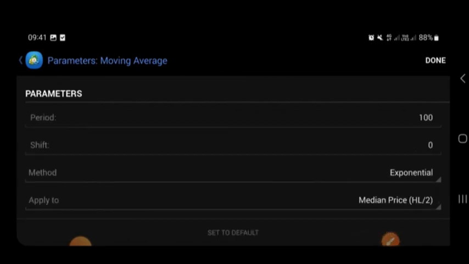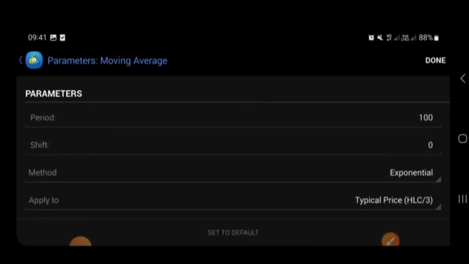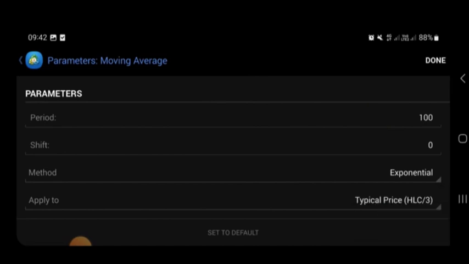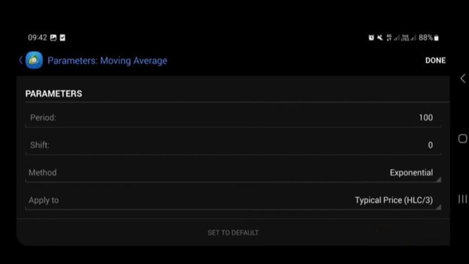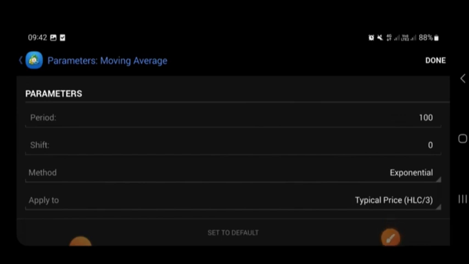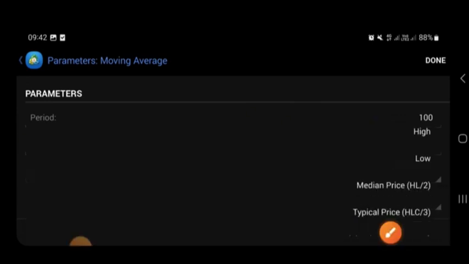It's going to be closed, right? Oh no, apply is going to be high. So yeah, it's going to be high. Then you're going to scroll down and find the color, right? Make sure you change the color. You can give it any color that you want, but for now, I'm going to leave yellow. Once you're done, press done.